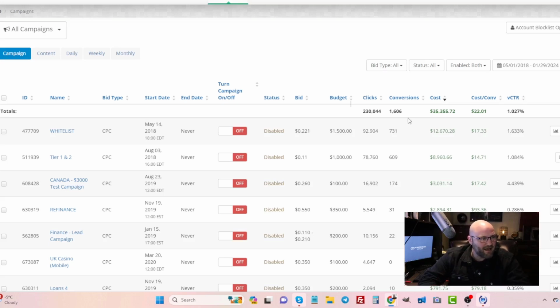You can see here that there was a lot of, well, not a lot, but some decent spend on these campaigns in this account. And so I do have a lot of data and experience in regard to casino.